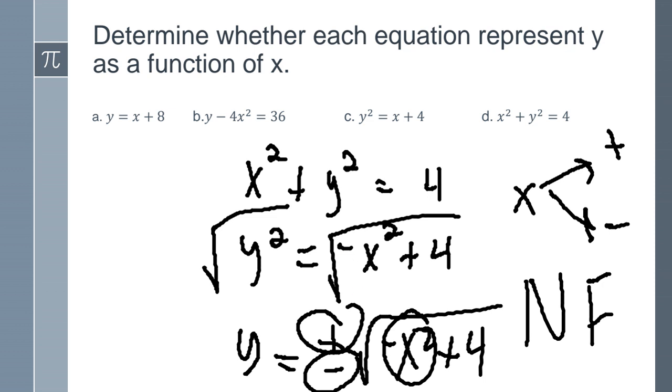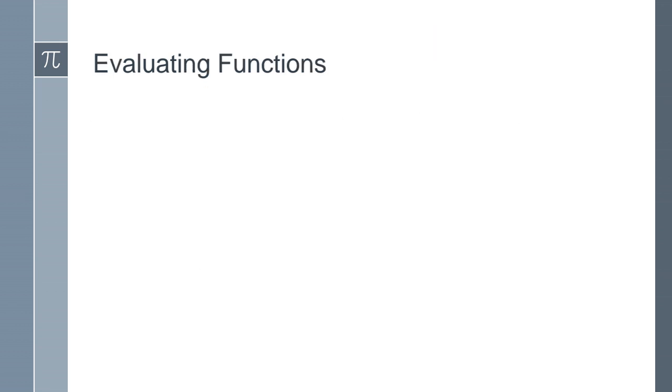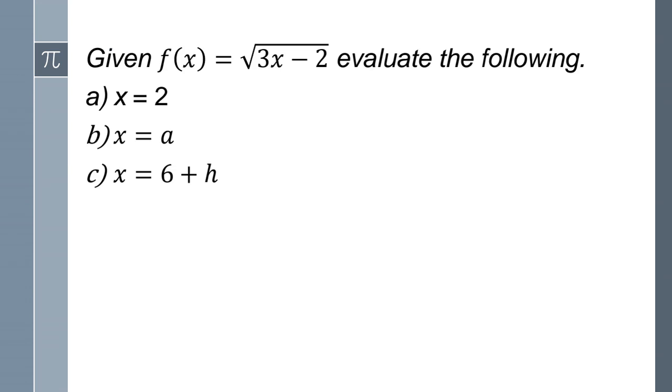Okay, so this was determining if something is a function, but how do we evaluate functions? You're going to be doing this throughout the semester. Let's say you have this function and you want to know what the function is when x is equal to 2. What they're asking is what that ordered pair is. Right now we know that x is 2, so the missing number that we want to find is y. And that's what it means to evaluate the function.